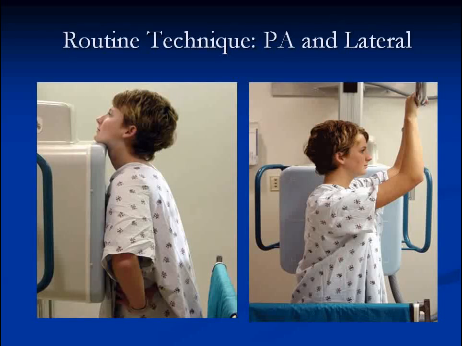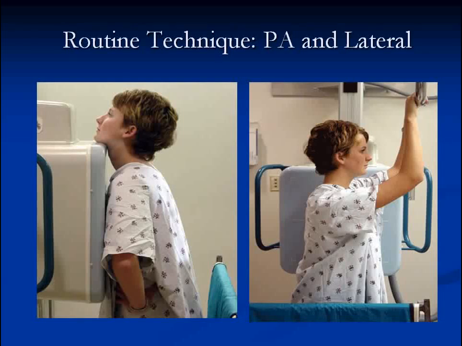Now, the reason we take it this way is because the heart lies next to the anterior aspect of the chest. And there's less magnification of the heart when the x-rays pass from the back through the front. The closer the heart is to the film, the better idea we're going to get as to its size.